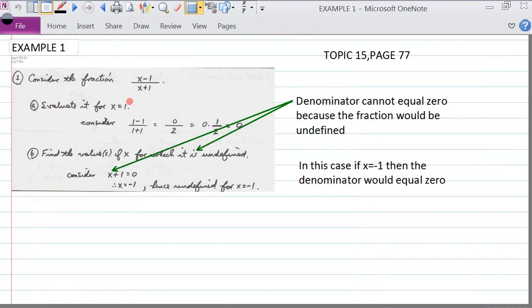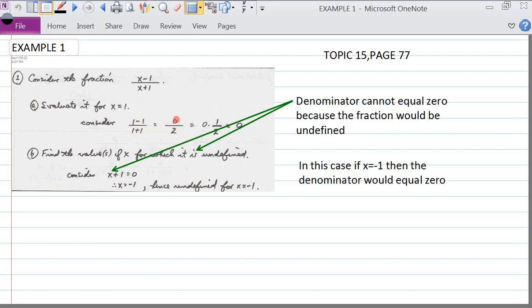They're reasonably easy to understand. Here we're asked, example 1, consider the fraction x minus 1 divided by x plus 1 evaluated for x equal to 1. So this simply means that everywhere that x appears in this equation, we replace it with 1. So in the top here, we'll have 1 minus 1 because this x is replaced with 1. And here in the denominator, this is replaced with 1. So we have 1 minus 1, which is 0, 0 over 2.